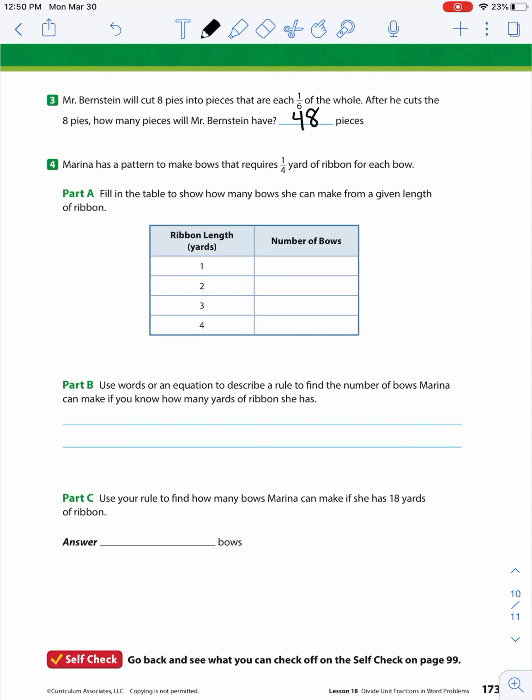All right, number 4. Marina has a pattern to make bows that requires 1/4 yard of ribbon for each bow. So if I think about a yard, 1 yard, 1/4 makes 1 bow, 2/4 makes 2 bows, 3/4 makes 3 bows, and 4/4 makes 4 bows. So in 1 yard, she can make 4 bows. Fill in the table to show how many bows she can make from a given length of ribbon. I'm going to let you go ahead and solve that.